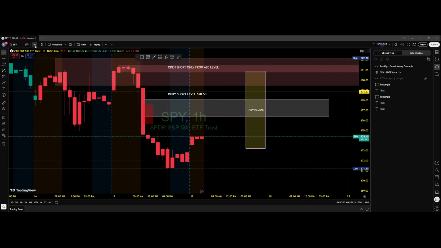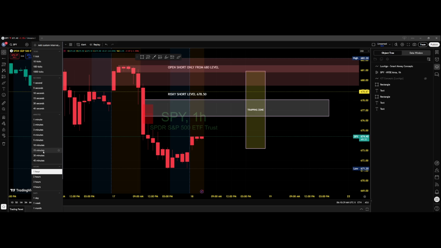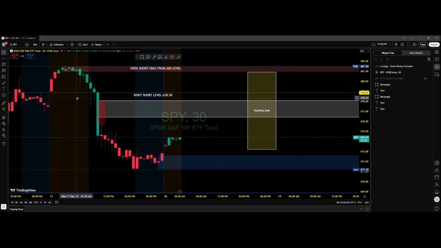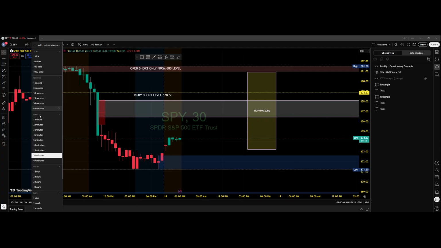All right, now let's go back to 30 minutes and we will see more buying, right? And if you see, this is trying to break this structure and then try to go up. All right, so now we have our levels. We have 672.62 as our real support for today.